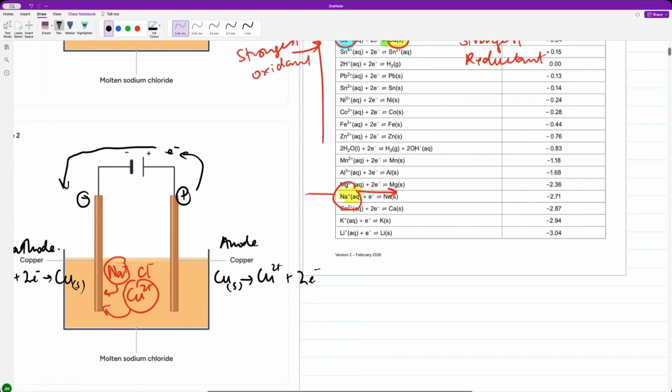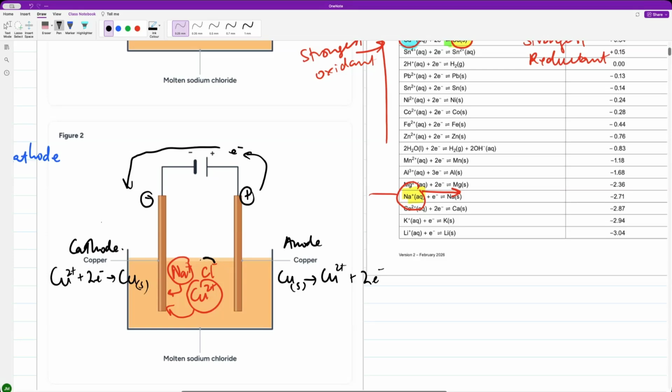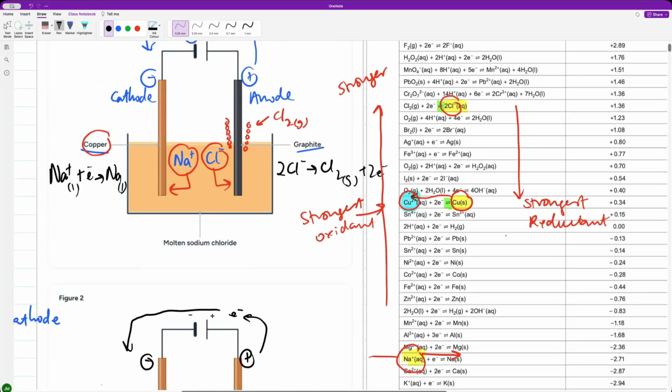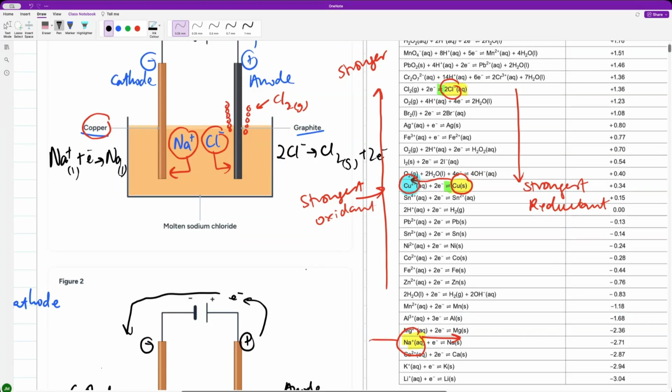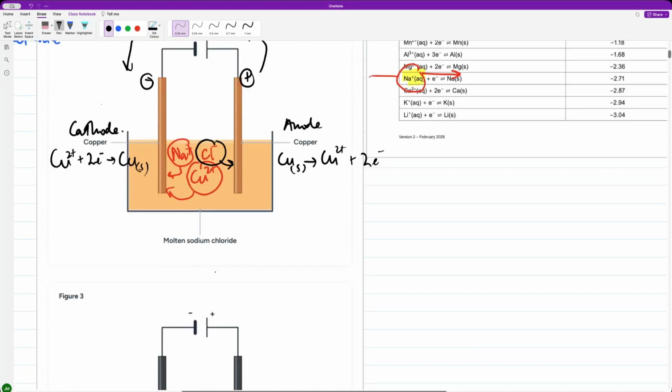All right. Now, what's happening to the chloride? Sorry, the chloride is still an anion. It's still flowing to the anode, but it's not reacting at the anode because copper solid is a stronger reductant than chloride. Okay. Now, let's look at a final example.